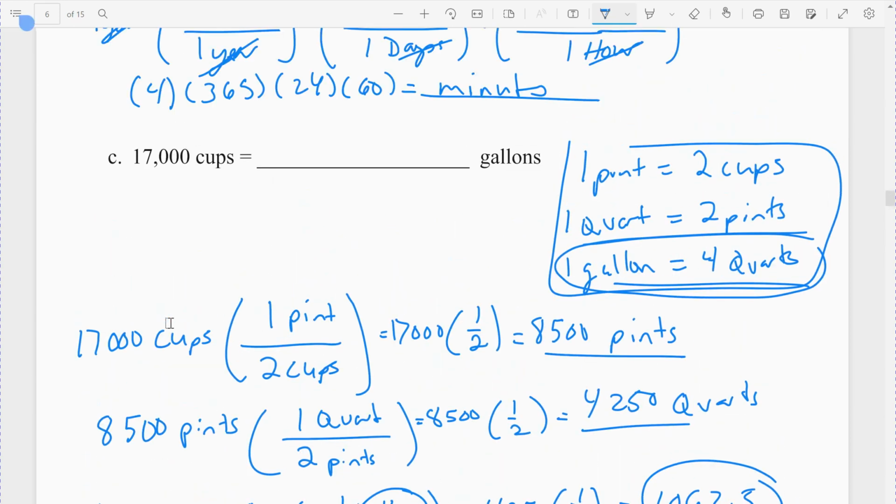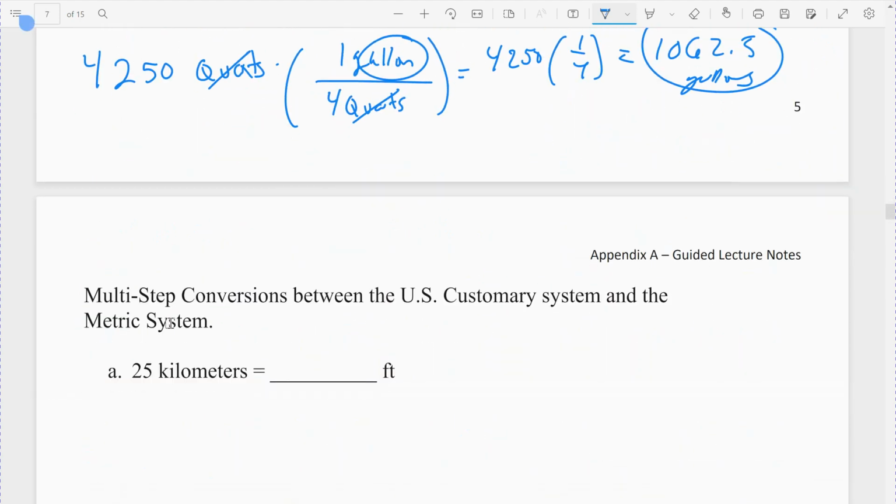All right, so the final answer was 1,062.5 gallons is equal to 17,000 cups. All right, next page.